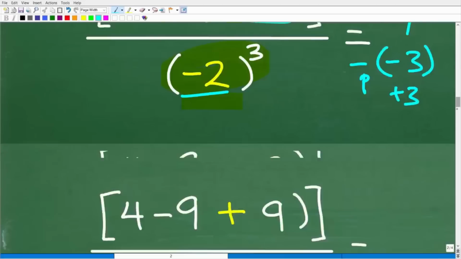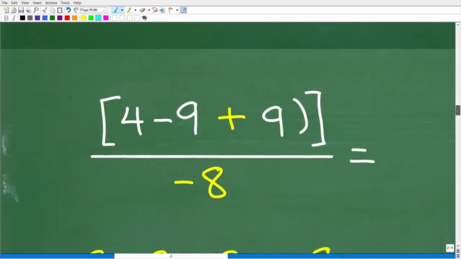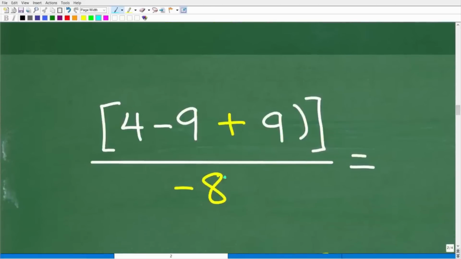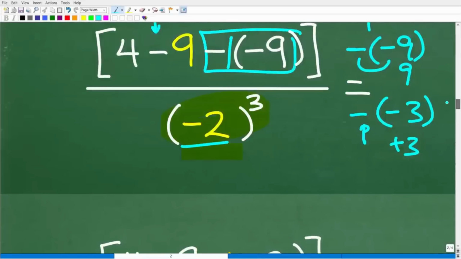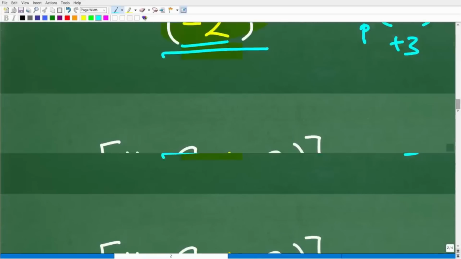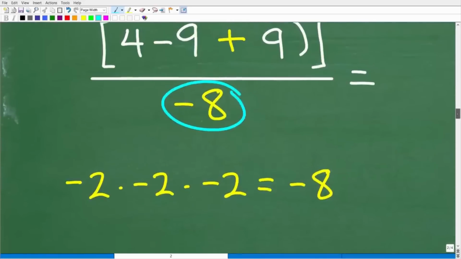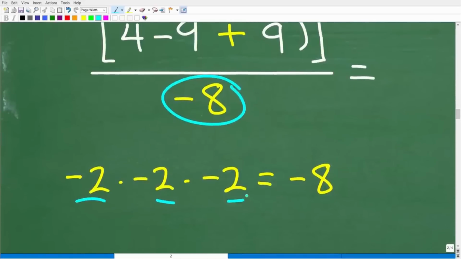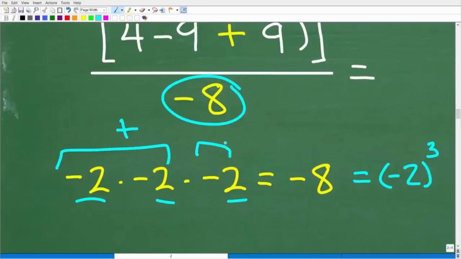All right, so here we go. So now we have 4 minus 9 plus 9 over negative 8. Okay, so negative 8 is the result of negative 2 cubed. So what does negative 2 cubed mean? Well, it means to take negative 2 and multiply it by itself 3 times, right? So that's negative 2 cubed. So negative times negative is a positive. Positive times a negative is a negative. So you've got to be very careful here. So negative 2 cubed is negative 8.